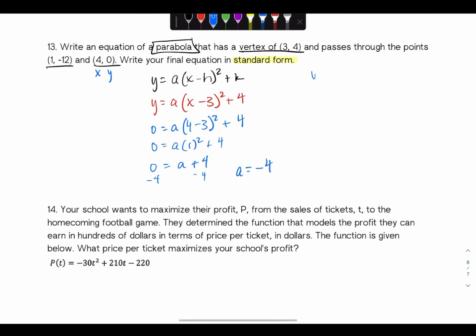So my equation right now is y equals negative 4 times (x minus 3) squared plus 4. All right, so that's in vertex form. I'd want to verify that when I plug in 1, I get negative 12, but we'll do that after we get standard form. So how do we get standard form from here? Well, we're going to distribute that out.